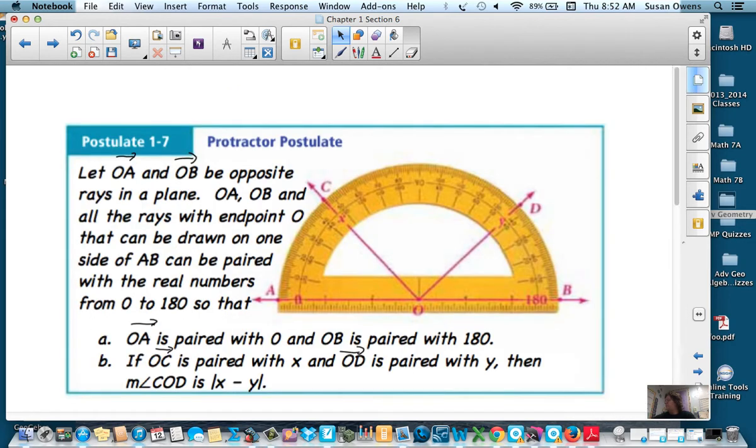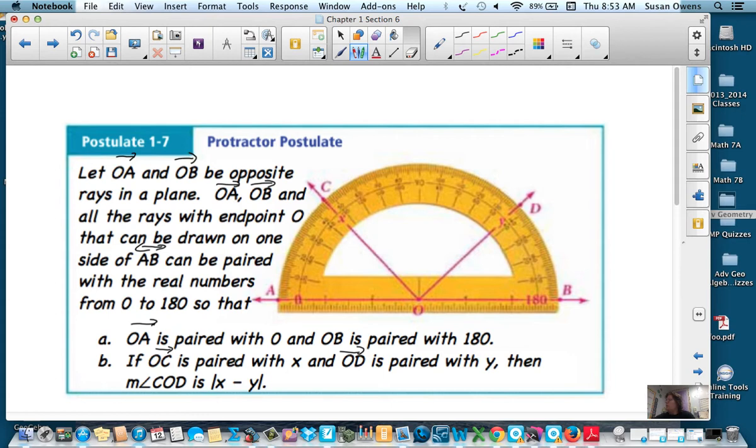So here it is. Let OA and OB be opposite rays in a plane. So notice they're at the bottom, they're at 0 degrees and 180 degrees. OA, OB, and all rays with endpoint O, so I need to add these, can be drawn on one side of AB, that's a line, and they can be paired with real numbers from 0 to 180.